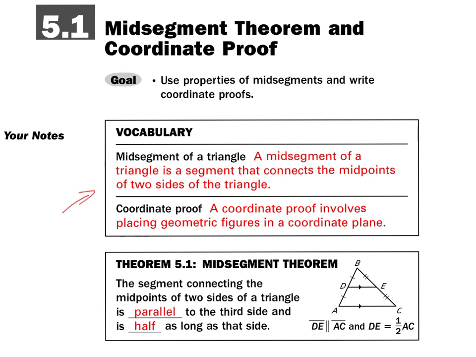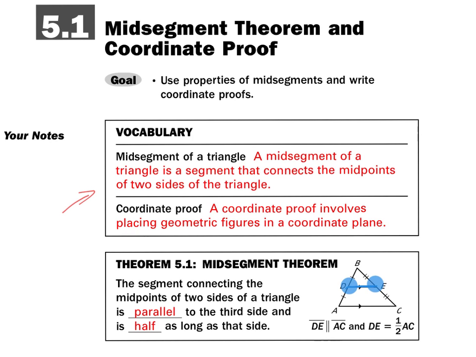This theorem basically states that if you find the midpoint of two sides, so for example, D is the midpoint of AB and E is the midpoint of CB, and if you connect the two midpoints, you're going to have what we call a midsegment, DE, right here. And there are some characteristics about DE that are really helpful.